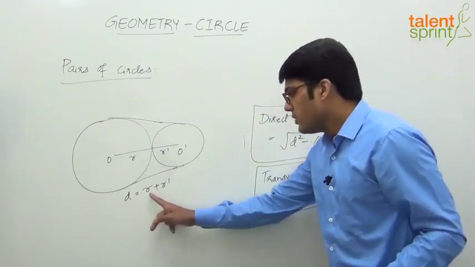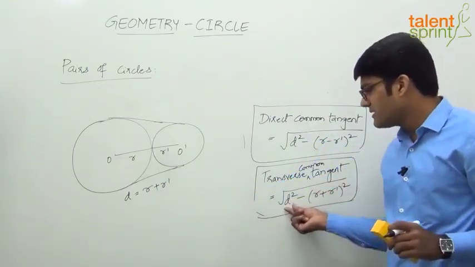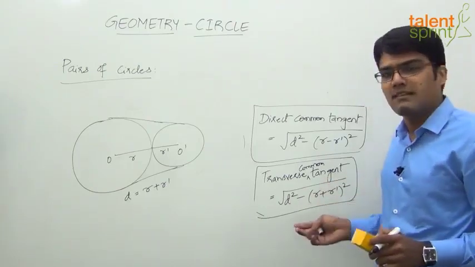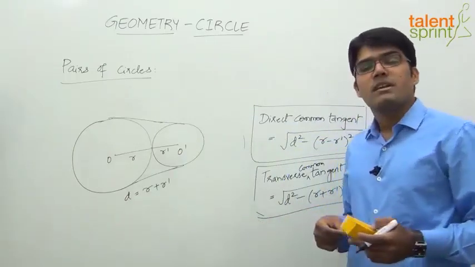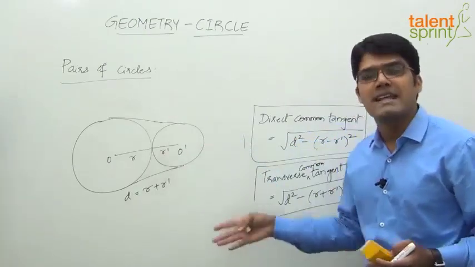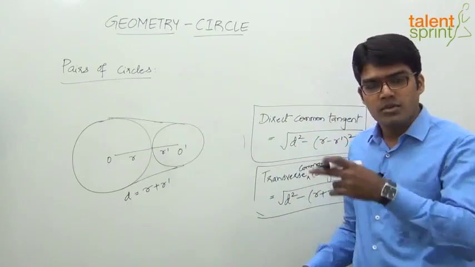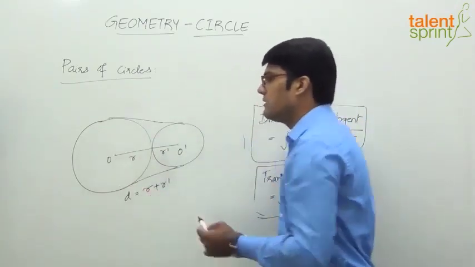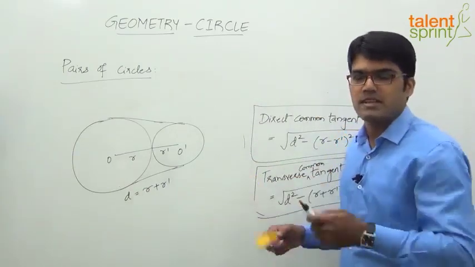What will be the length? Substitute d equals r plus r dash. If you have to find the length of the transverse tangent, it is root over r plus r dash whole square minus r plus r dash whole square, which becomes 0. So there will be two direct tangents, but there won't be any cross tangent as such. This tangent is common to both circles, this one is also common to both circles, so two direct tangents, but a transverse tangent is not possible.